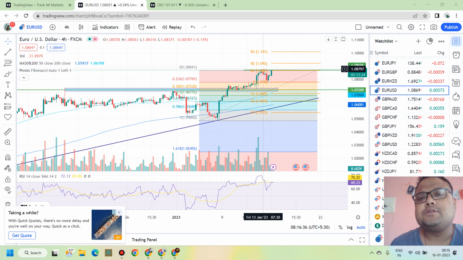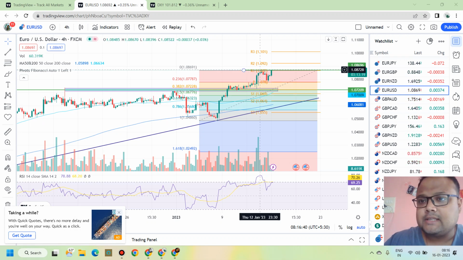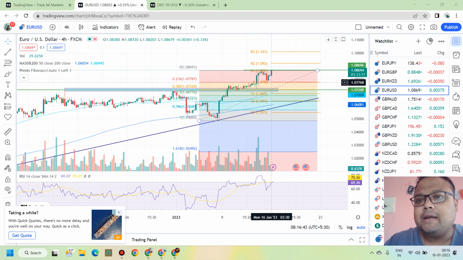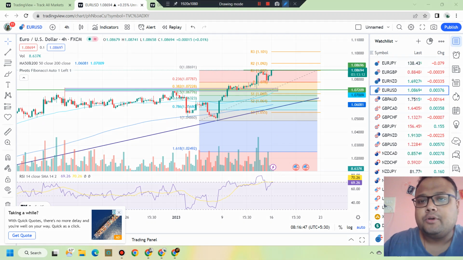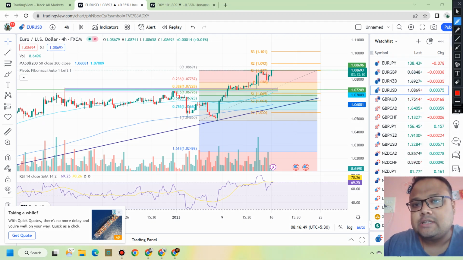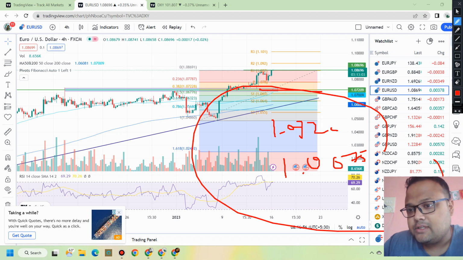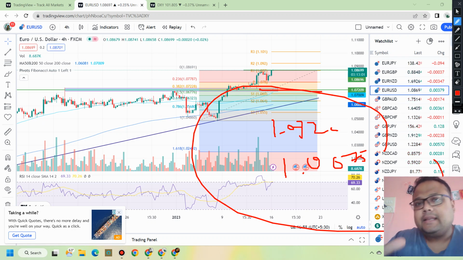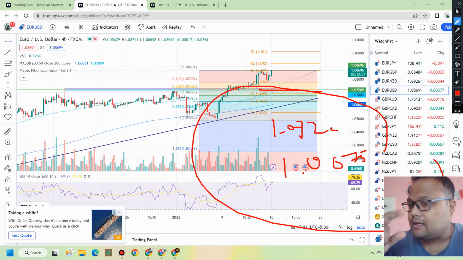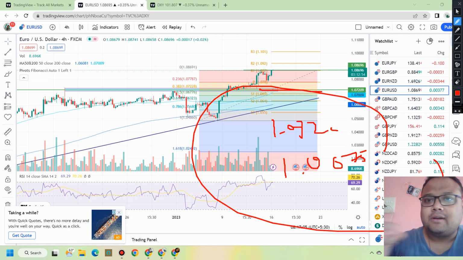Obviously, if the market comes down, then we will be getting much better opportunities to enter. For example, we can look for a buy position around 1.0775. We can look for a buy position on 1.0720, 1.0675. I already discussed all these levels in a previous video. In case the market comes to these levels, they will be better buying entries if the market takes support and bounces. But right now, things are quite risky, so please be careful.